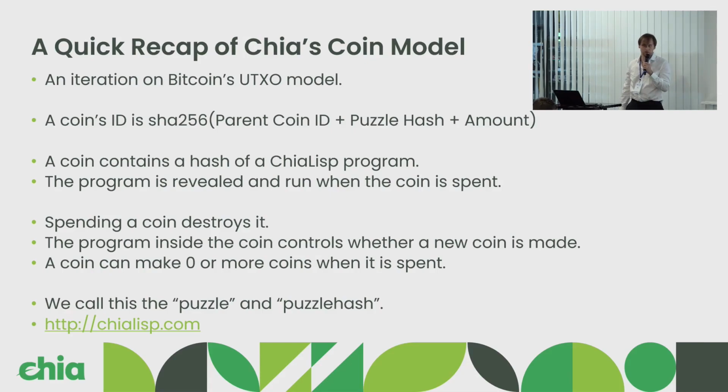If running of this program is successful, that coin is destroyed and spent. The running of the program determines whether that coin will, in fact, make more coins or not. And that is the life cycle of a coin in the coin set model. For more information about this, visit chialisp.com. It's a website I'm going to plug a few times during my talk.